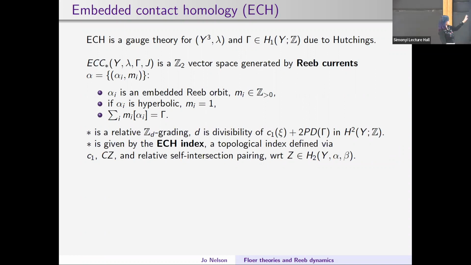And then the grading is given by something called the ECH index. So it's a relative Z/d grading, where d is the divisibility of the first Chern class of the contact distribution plus twice the Poincaré dual of the class in H_1. So that gives us something in H^2. The ECH index is the most magical thing about embedded contact homology. And it's very different from the Fredholm index, even though some of the components are familiar. So you're going to have a relative first Chern class, and you're going to have a Conley-Zehnder contribution, but the Conley-Zehnder contribution is going to be very different from the Conley-Zehnder contribution that you see when you look at the Fredholm index.